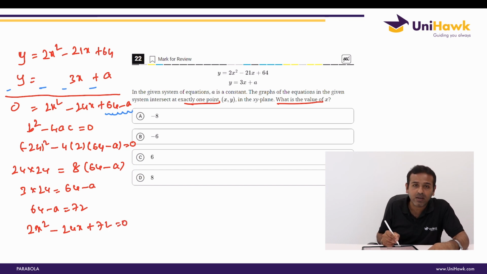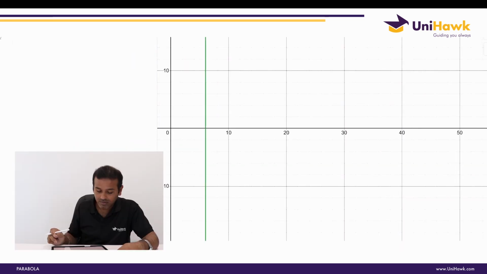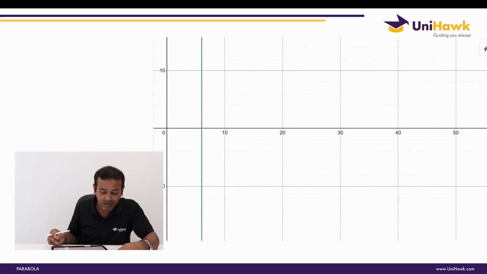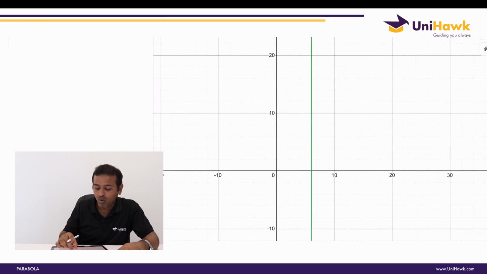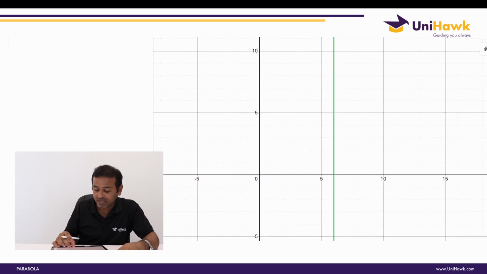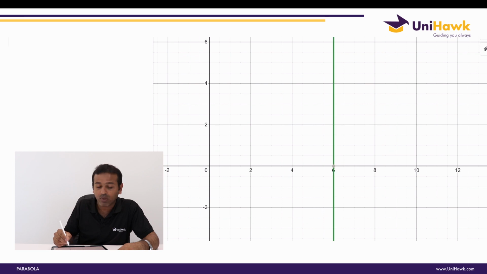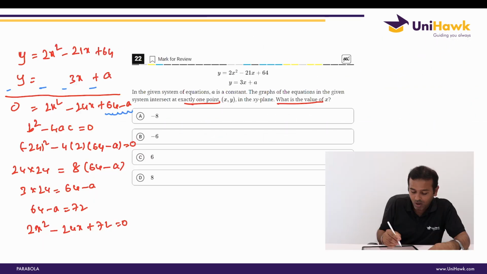We know this is the quadratic equation. Let's plug in this quadratic equation in the calculator and see what are the possible values of x. This is the quadratic equation that we have, and if you look at this graph, this line is passing through only one value of x, which is x equals 6. That is what he is asking us to find out. So the final answer is going to be option C.